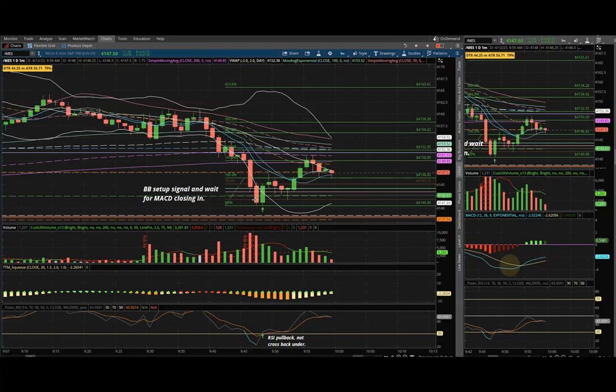So here's the dump out. And while it's dumping out, I'm saying to myself, where could it find support to begin making my setup? This is my MES chart, so it's not showing SPY levels, but it did hit a good support on SPY, so I knew the support was there.